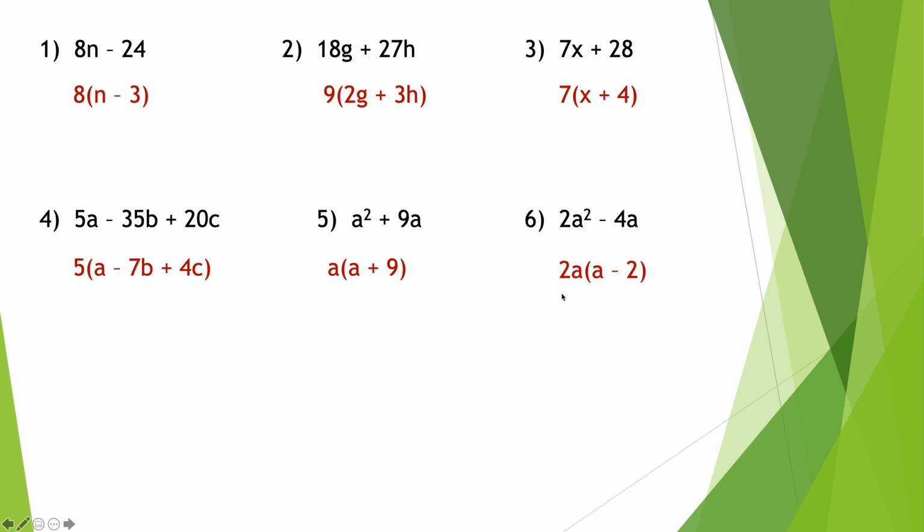2a, we pull out one of those a's, and that leaves me with a single a in the beginning of the binomial in the parenthesis. And 4a, 4 divided by 2 is 2, and the a comes out. Distribute back. 2a times a is 2a squared, and 2a times -2 is -4a. So there, all my factoring with the greatest common factor is complete.